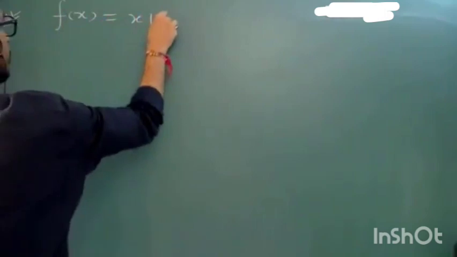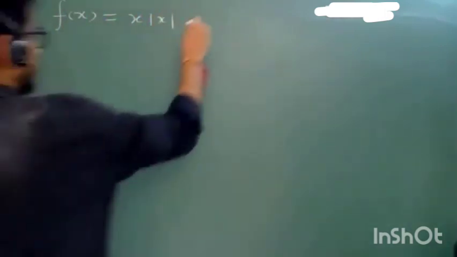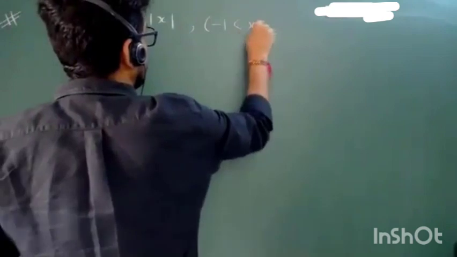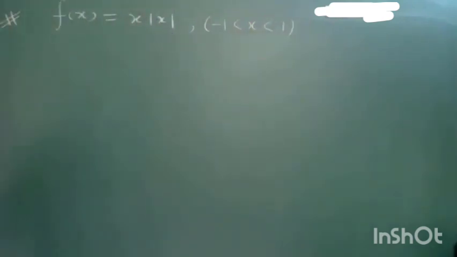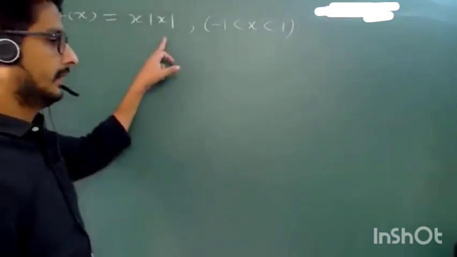So in last class we were discussing problems on Fourier series, and I also gave you a few examples. Now I will take that discussion forward, and a problem we will do, and that problem is this. f(x) is equal to x mod x, from -1 to +1. Okay, this is the question.